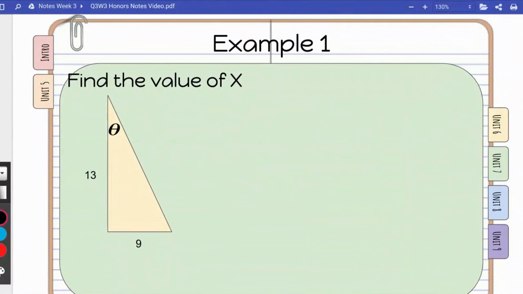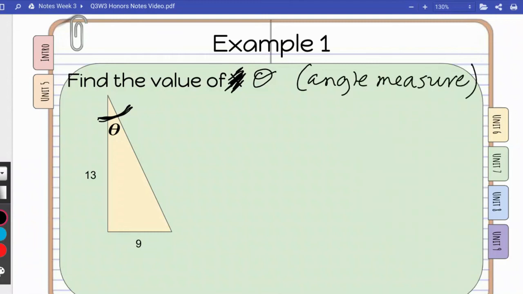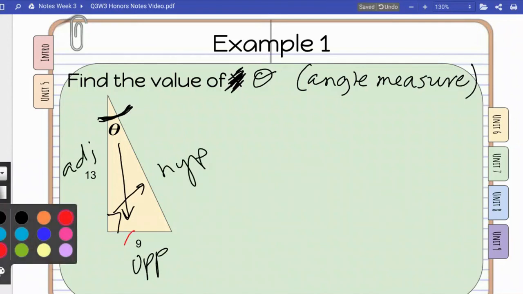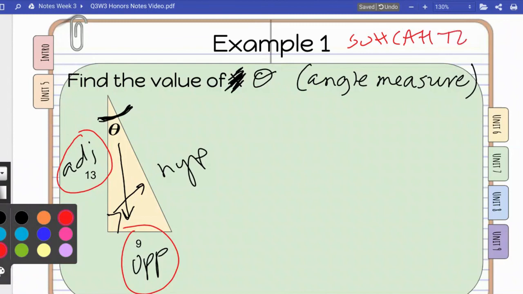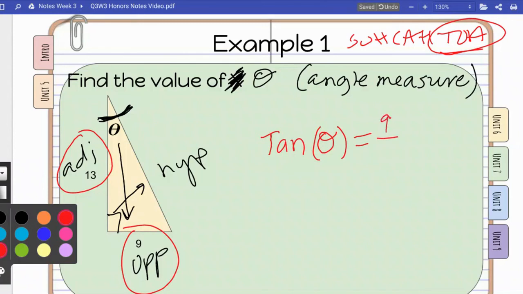So the next example, we're not given the angle measure anymore. We're solving for theta. So find the value of theta. And that's just talking about what's the angle measure. So we're going to use this angle as our reference angle. We still have our opposite, our hypotenuse, and our adjacent side. This time we were given two sides, the opposite side and the adjacent. So in our SOHCAHTOA, opposite adjacent is going to be tangent again. So we're going to write down tangent. In parentheses goes our degrees. Well, we don't know what our degrees are, so we're just going to put theta here as our variable equals the opposite side over the adjacent. That's just going to be 9 over 13.